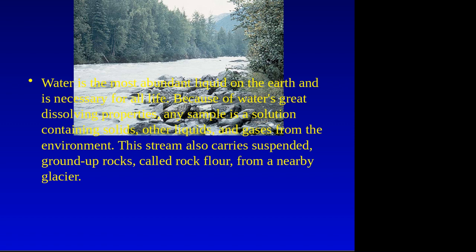Water is the most abundant liquid on Earth and is necessary for all life. Because water is great at dissolving properties, any sample contains other solids, liquids, and gases from the environment. So you look at a stream, and in that stream there are ground up rocks, right? If you take a geology course, you'll study the ground up rock in it, and that rock actually floats. And the faster the water moves, the easier it is for things to float on it.